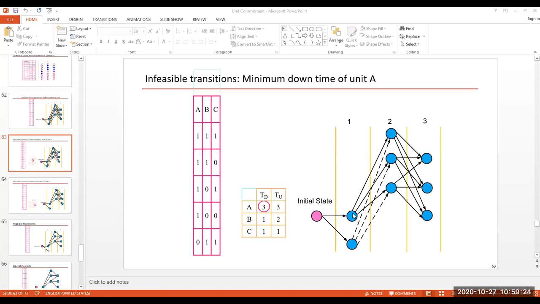Now the focus shifts to what will happen. Can I take all the paths from here to here, from any of the nodes, from hour 1 to hour 2? Let's check.